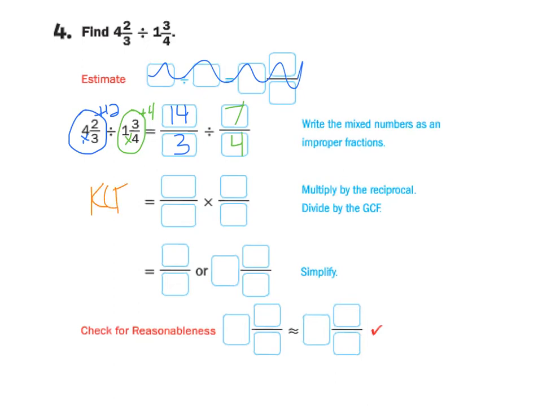We'll go to our keep change flip. 14/3 times 4/7. And we have some nice simplifying to be done. We can divide the 14 and the 7 by 7, so we'll get 1 and 2. So 2 times 4 is 8, and 3 times 1 is 3. And we can take out 2 groups of 3, which uses up 6 and leaves 2/3 left over.